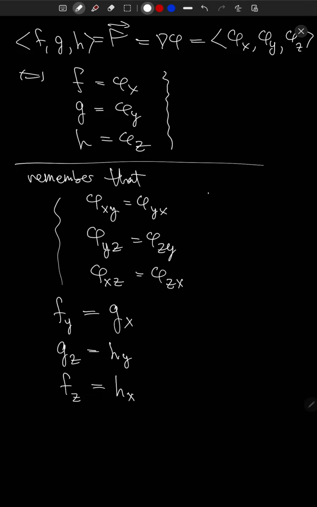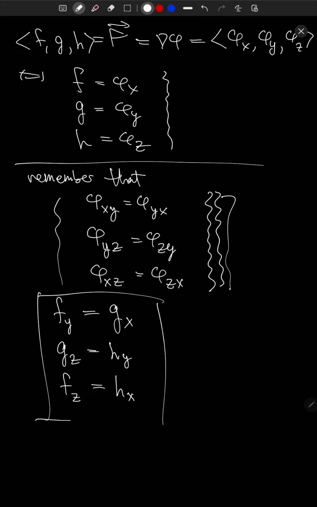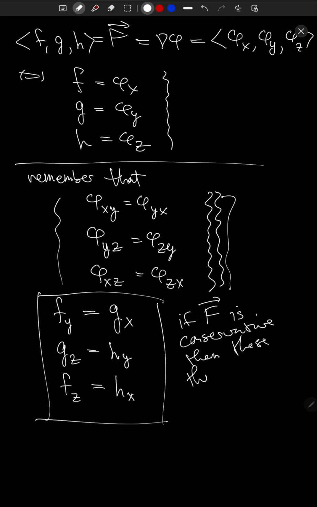Because the order of partials doesn't matter, if our vector field is conservative, we must have these three things be true. All right, so if f is conservative, then these three must be true.